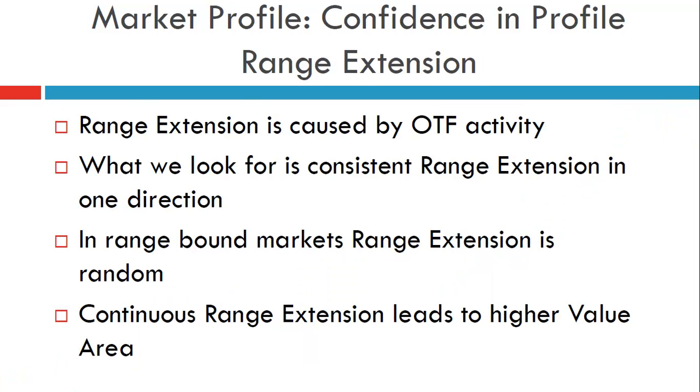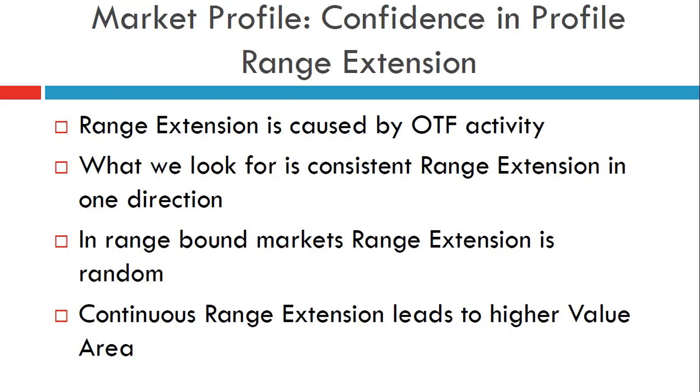Next we come to range extension. Now I've discussed this topic multiple times, so I don't want to go into what range extension basically is, but I want to discuss the behavior of range extension in two kinds of markets. One is the bracketed market, in other words range bound markets, and another is trending markets.